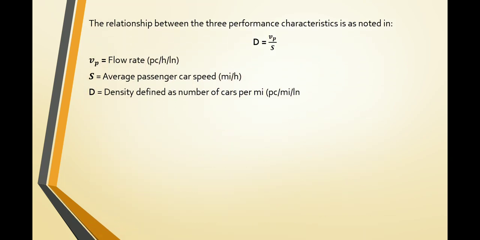The relationship between the three performance characteristics is as noted: D equals Vp over S. So Vp is flow rate, S is average passenger car speed, and D is density, defined as number of cars per mile. The definition of level of service A through F is as follows.